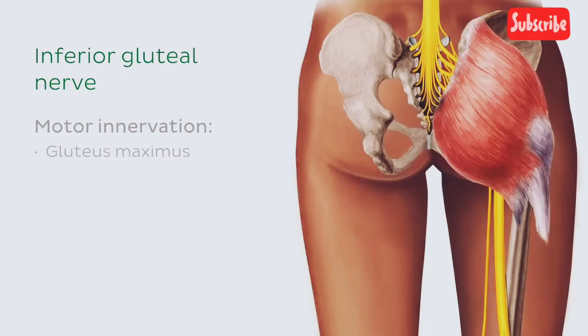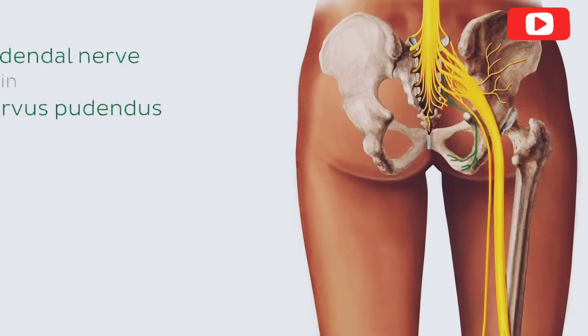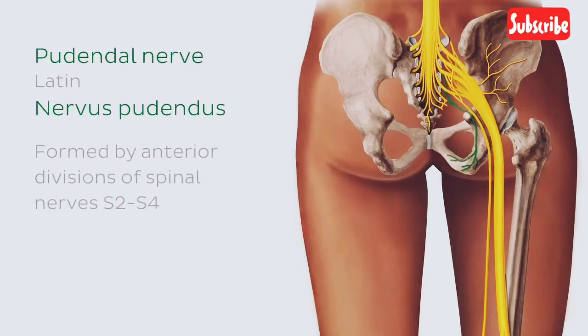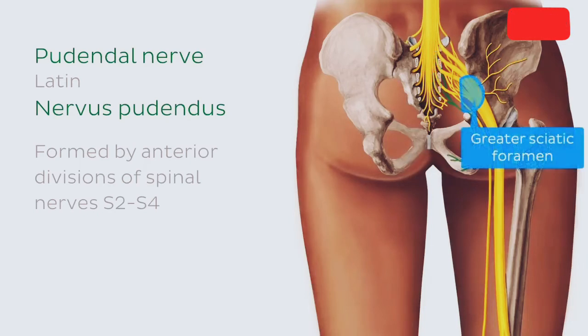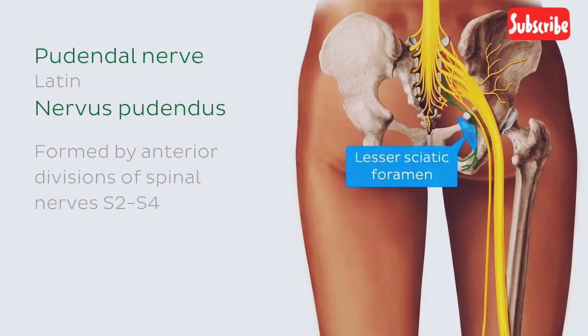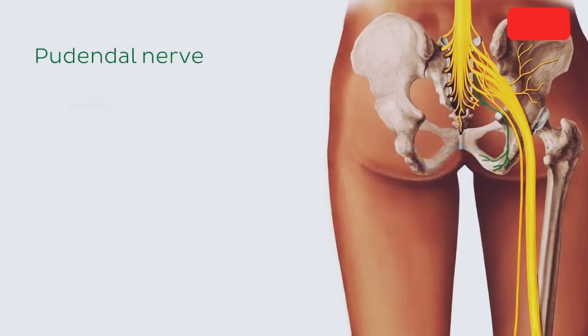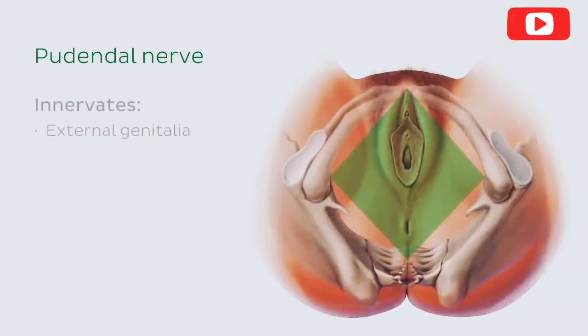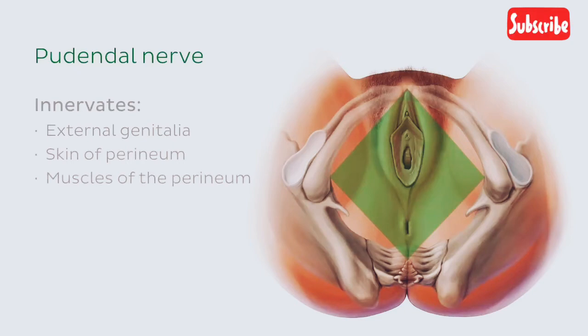The next branch of the sacral plexus we're going to talk about is the pudendal nerve, which is formed by the anterior divisions of spinal nerves S2 to S4. The route of the pudendal nerve is a little bit unusual. It leaves the pelvis via the greater sciatic foramen and then enters the perineum via the lesser sciatic foramen. This nerve gives rise to branches that innervate the external genitalia, the skin of the perineum, and the muscles of the perineum, which is this diamond-shaped region you can see here highlighted in green.